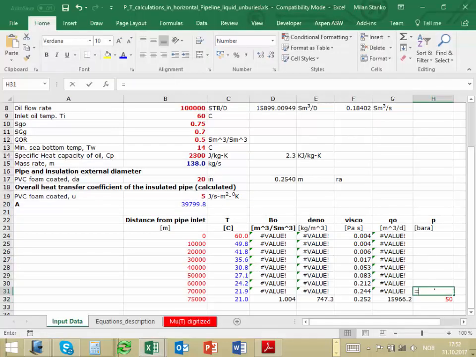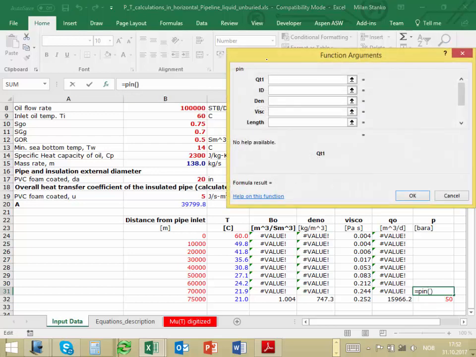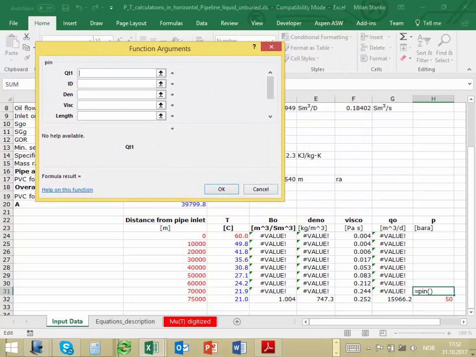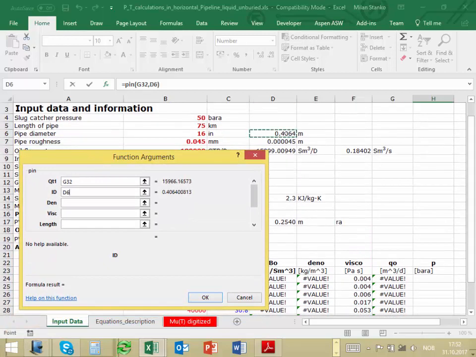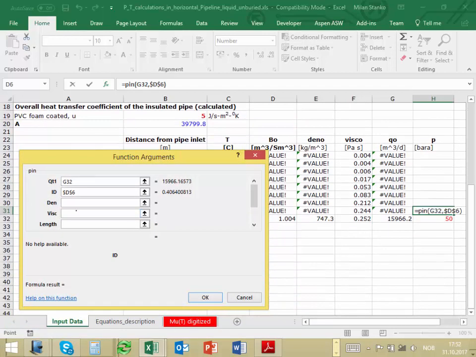Okay, so here we say P in. What does it want? It wants the rate will be this rate. Okay, remember we are going to calculate based on the conditions of the previous segment. The inner diameter, I have it here in meters. That one should be blocked. The density from the previous segment, that should be also blocked. Viscosity, the viscosity from the previous segment. Sorry, this one shouldn't be blocked. This one should be changing, okay, for every segment.